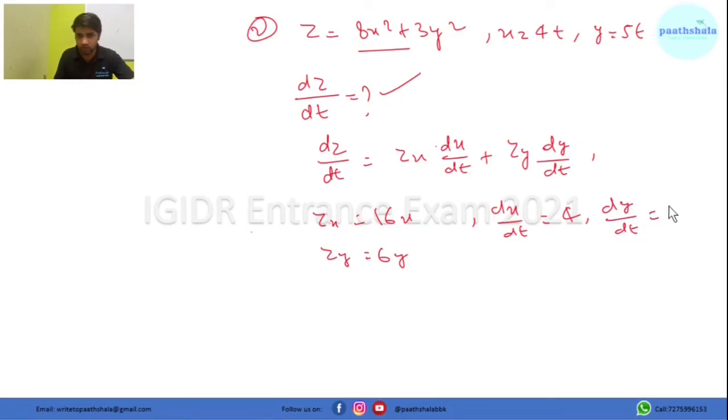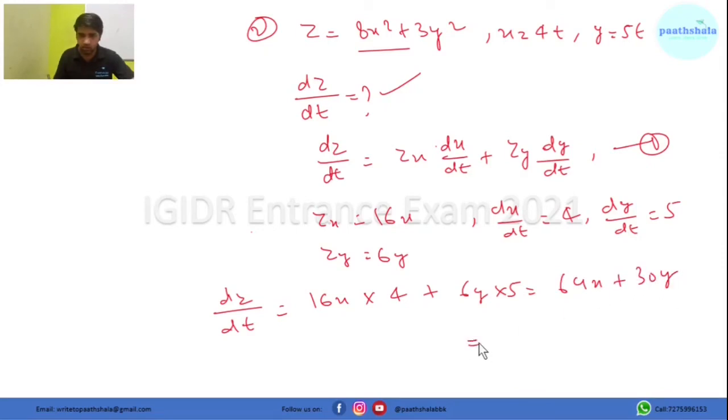Now let's take equation 1 and put all these values. We'll get dz by dt equals zx, that is 16x multiplied by 4, plus 6y multiplied by 5. This will come out to be 64x plus 30y. Now put the value of x, so this will be 64 into 4t and 30 into 5t. Finally it is coming out to be 256t plus 150t, that is 406t. So this will be your answer.